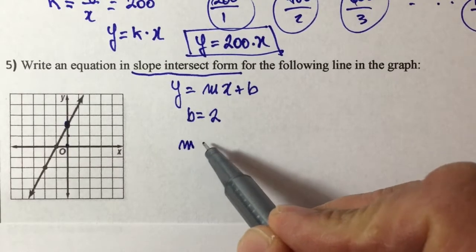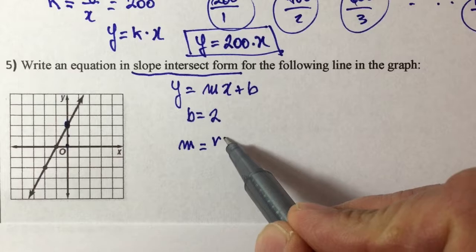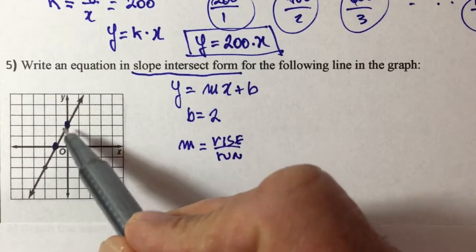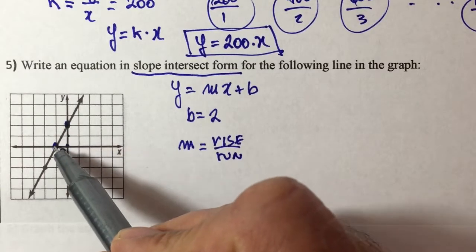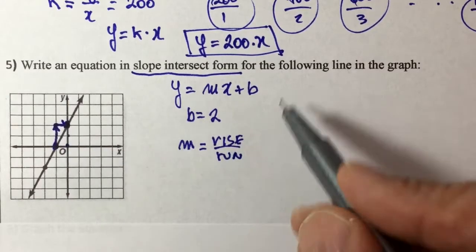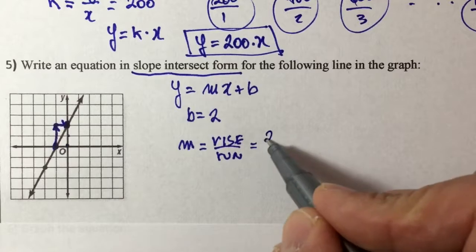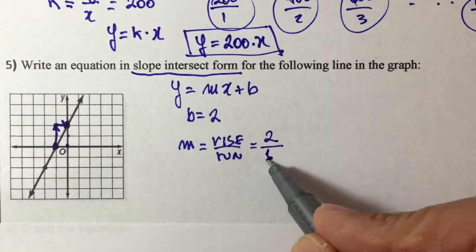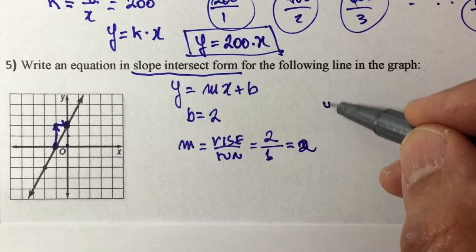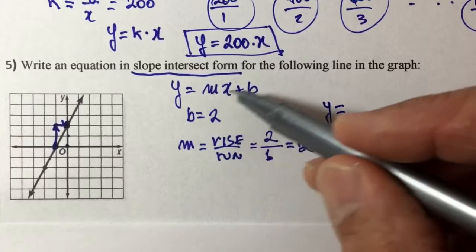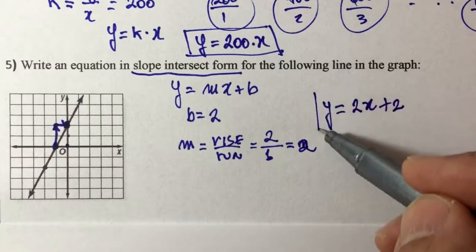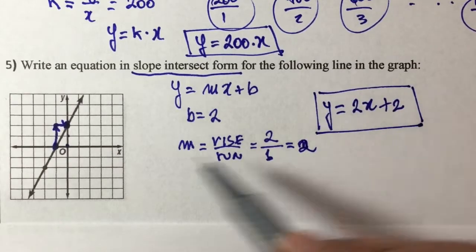My m, that is my slope, I'm going to find through the formula rise over run. So I choose 2 points, this one and this one, for example, and go from this one to this one, rising 2 units and running 1 unit. So my rise is positive 2, my run is positive 1, so my m is going to equal 2. My equation then is y equals, I'm just going to replace m and b in this general equation, and it's going to be 2x plus 2. This is my final answer or equation for this line.